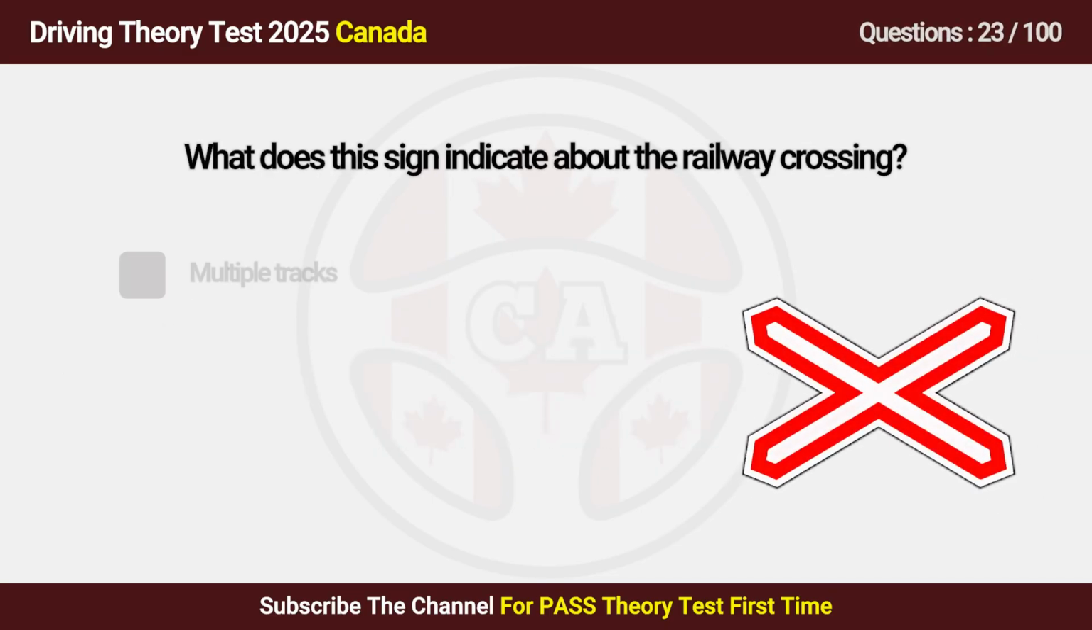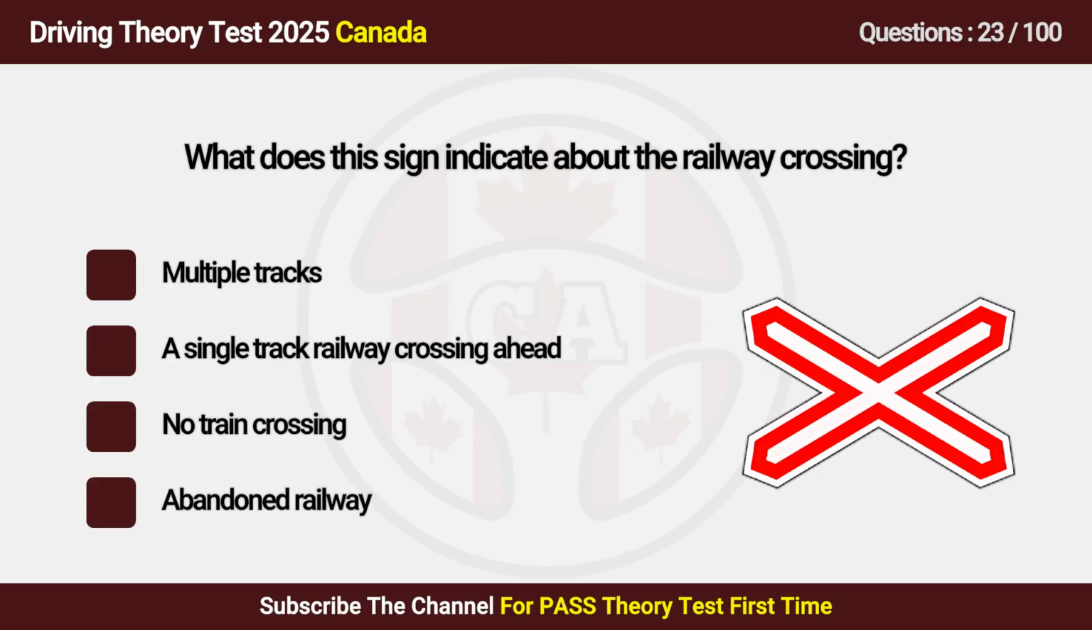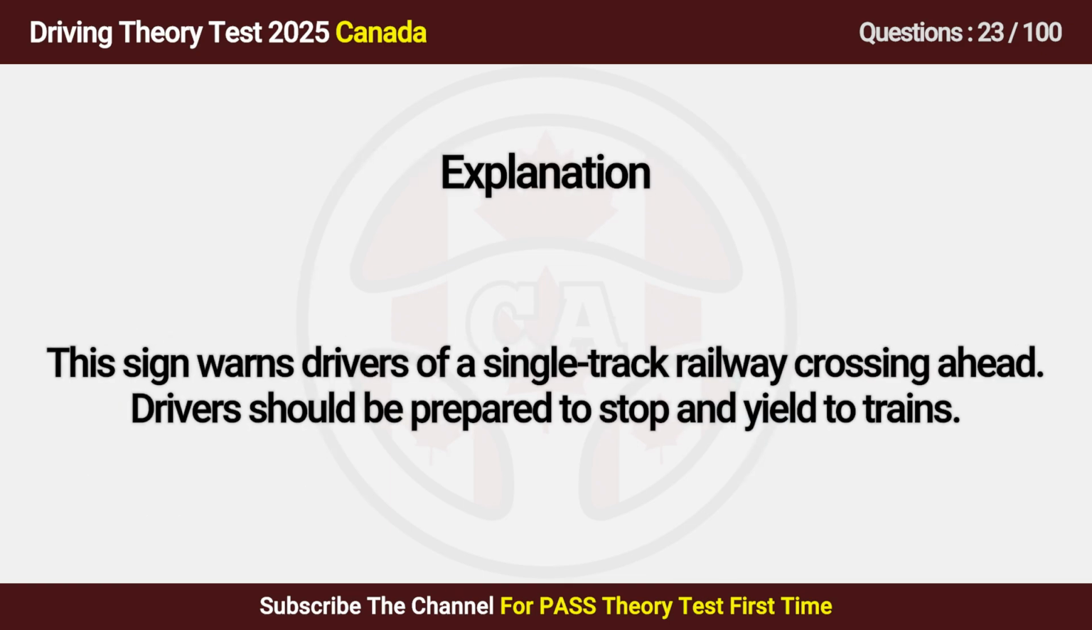Question 23. What does this sign indicate about the railway crossing? A. Multiple tracks. B. A single track railway crossing ahead. C. No train crossing. D. Abandoned railway. Answer is B. A single track railway crossing ahead. This sign warns drivers of a railway crossing ahead. Drivers should be prepared to stop and yield to trains.